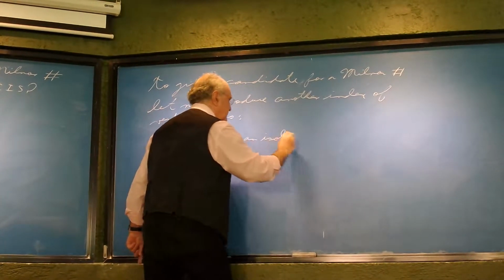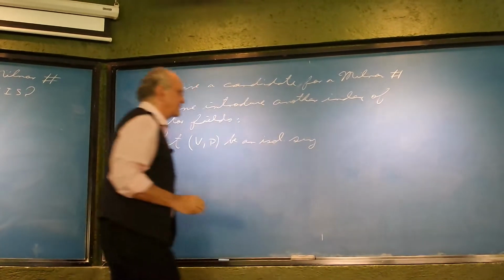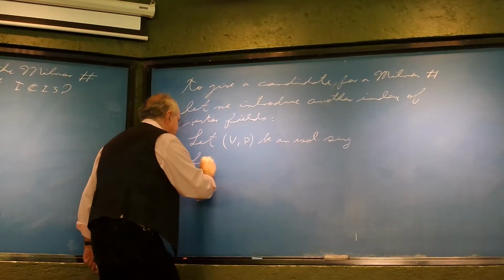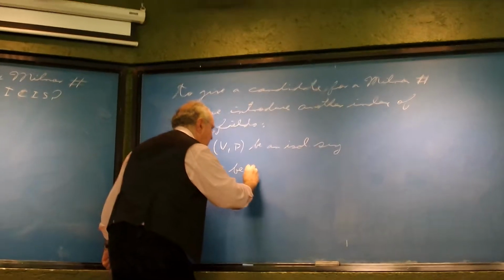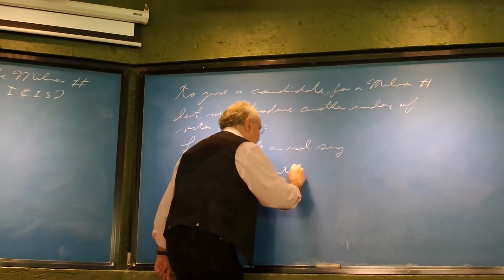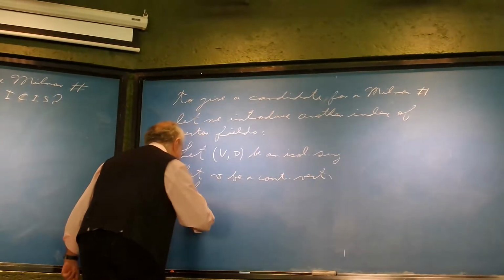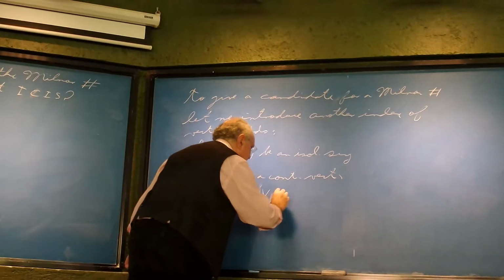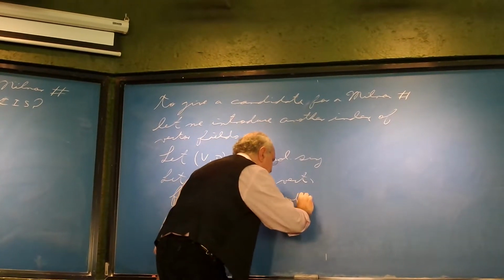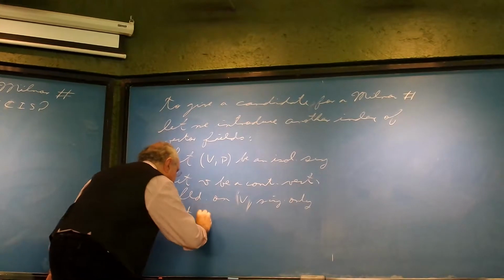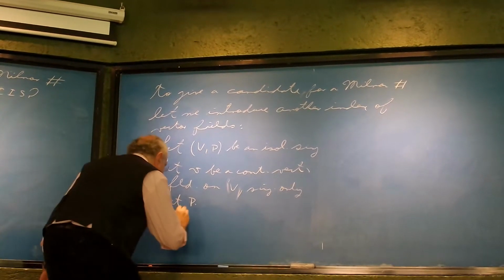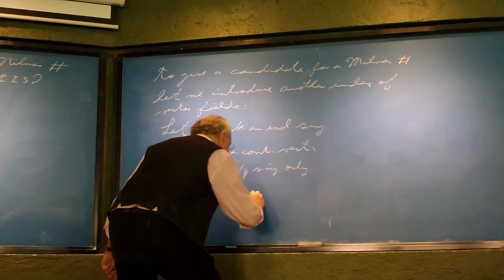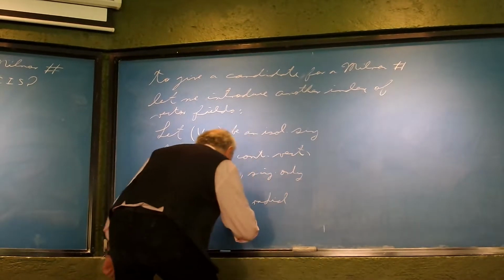Isolated singularity germ, okay? Let small v be a continuous vector field on V, singular only at the origin. Let v_rad be a radial vector field.